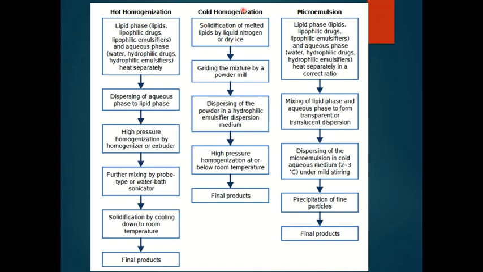So what we have to do here, as I already told, this is a thermolabile material. Instead of heat, you have to cool it by putting it in liquid nitrogen or dry ice, and then grind that lipid material in a ball mill to make it a powder. That powder is dispersed in the hydrophilic portion or aqueous surfactant solution. Then it should be homogenized, and finally evaporation will give you the solid lipid nanoparticles.